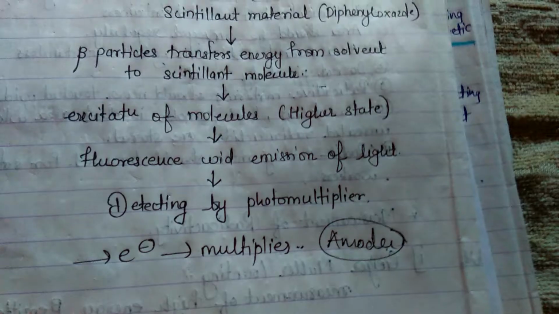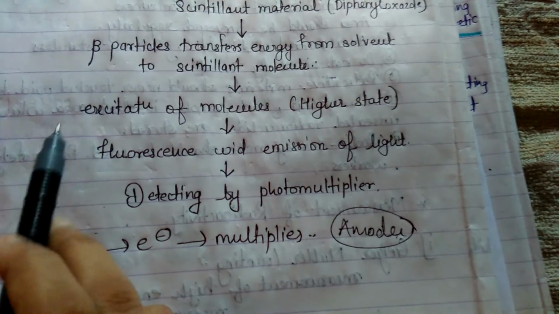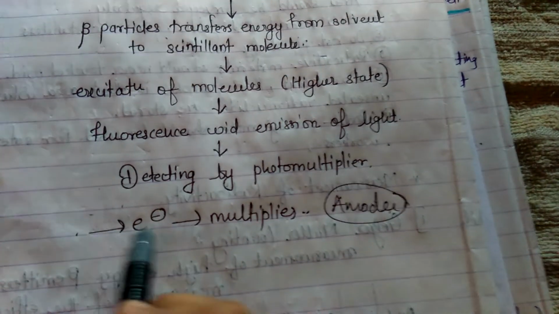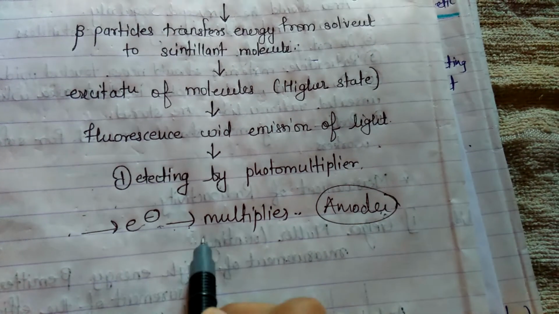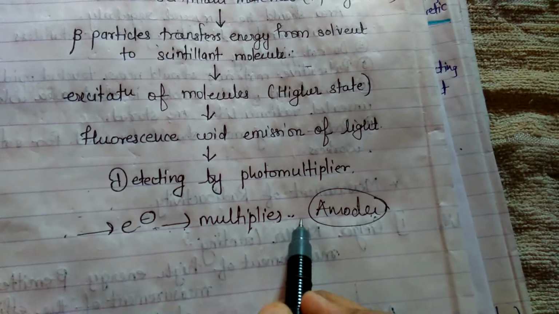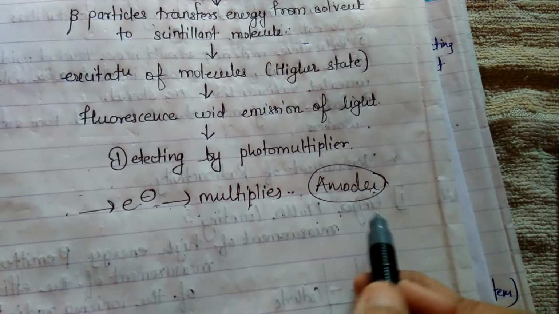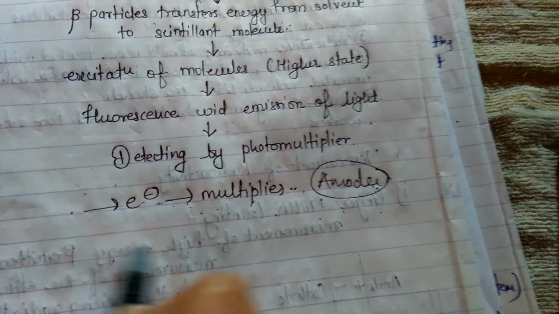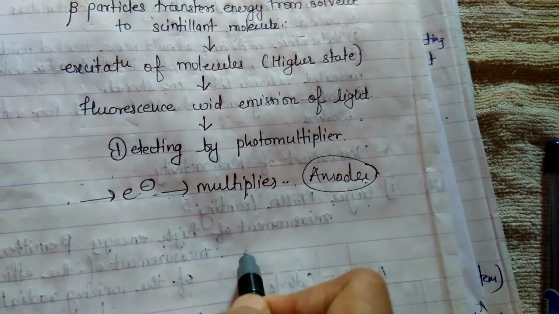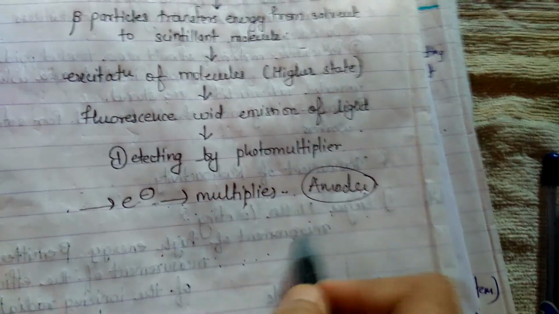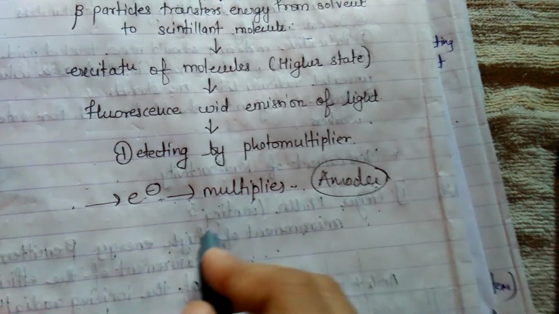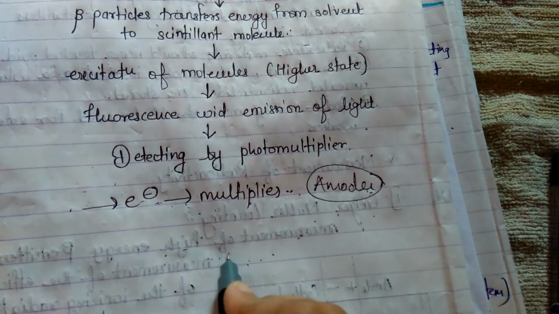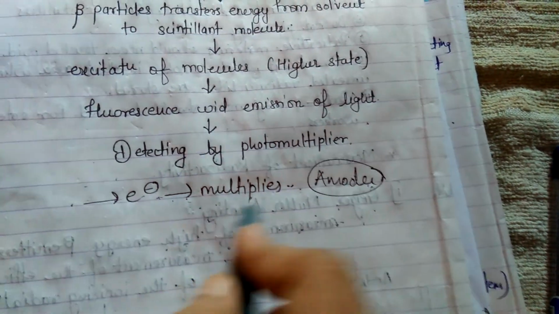So the advantage of the scintillation method is that it can be used for low energy beta emitters, that is isotopes of hydrogen and isotopes of carbon. The disadvantage is that sample preparation is a must, and it should be in a non-aqueous solvent, that is toluene or dioxane. We are not using water over here. Okay, thank you.